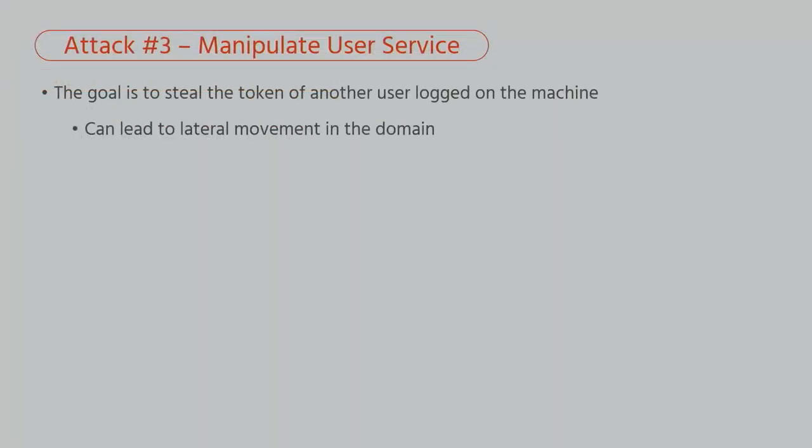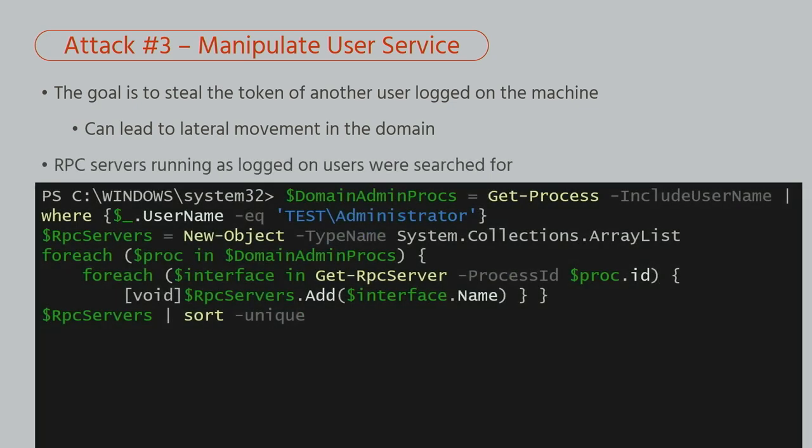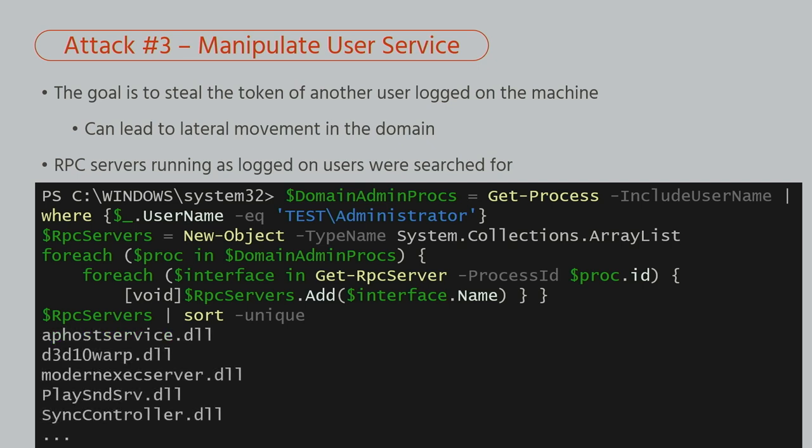And it can lead to lateral movements if, let's say, the domain admin is connected to the same machine as us. I looked for RPC servers running as logged on users and not as the local service account or NT AUTHORITY\SYSTEM. This script looks for processes running as a domain admin, then checking if they expose an RPC interface. And what happened is that I started going over the DLLs until I found the DLL that had what I needed, SyncController.